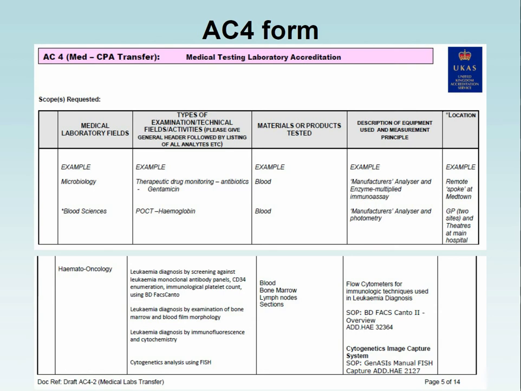And we put in a couple of SOPs as an example. Okay, so that's what we did at the time. And we were advised by our quality manager at the time, that's what was needed.